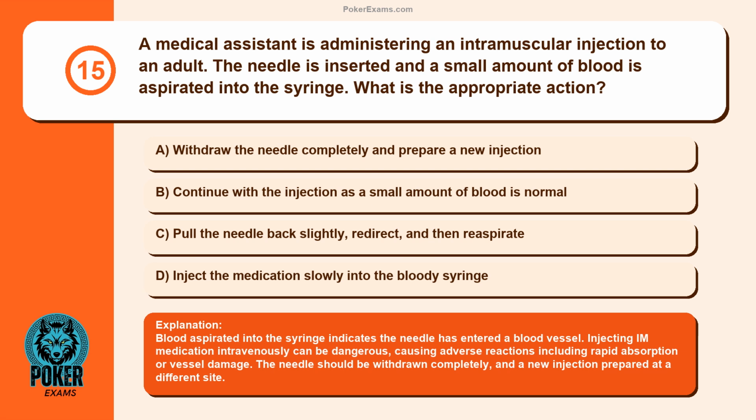Blood aspirated into the syringe indicates the needle has entered a blood vessel. Injecting IM medication intravenously can be dangerous, causing adverse reactions including rapid absorption or vessel damage. The needle should be withdrawn completely and a new injection prepared at a different site.